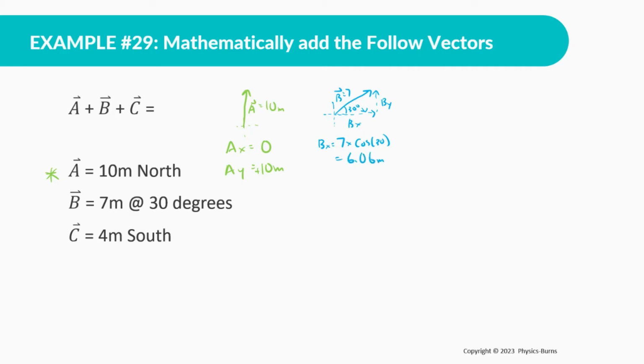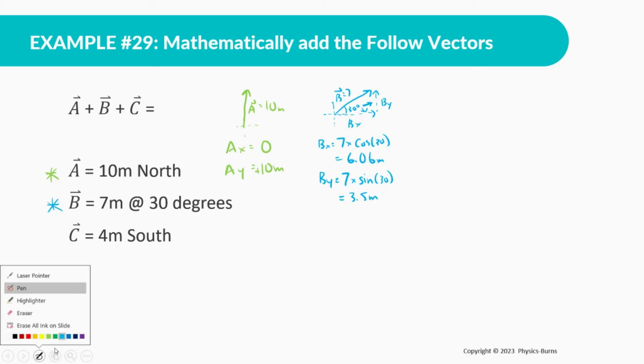6.06 meters. And then B sub y is equal to 7 times, this is the opposite side, so I'm using sine, sine of 30. And that's going to equal 3.5. But I put it in my calculator because you get nervous sometimes and don't know. But yeah, 3.5 meters. So that's B. And now let's look at C. 4 meters south.